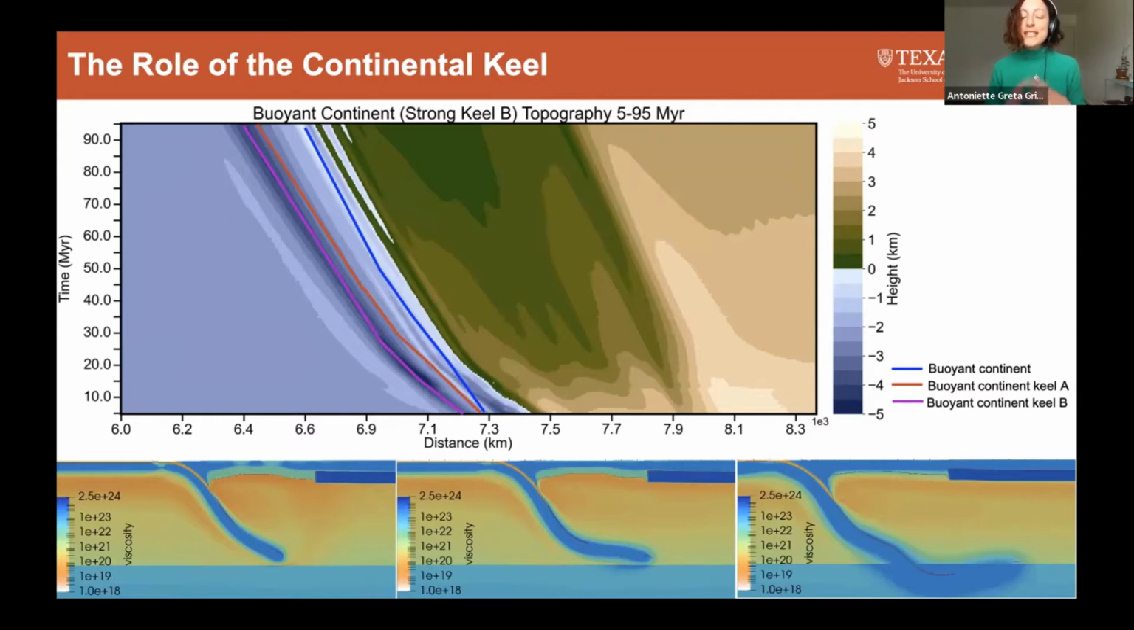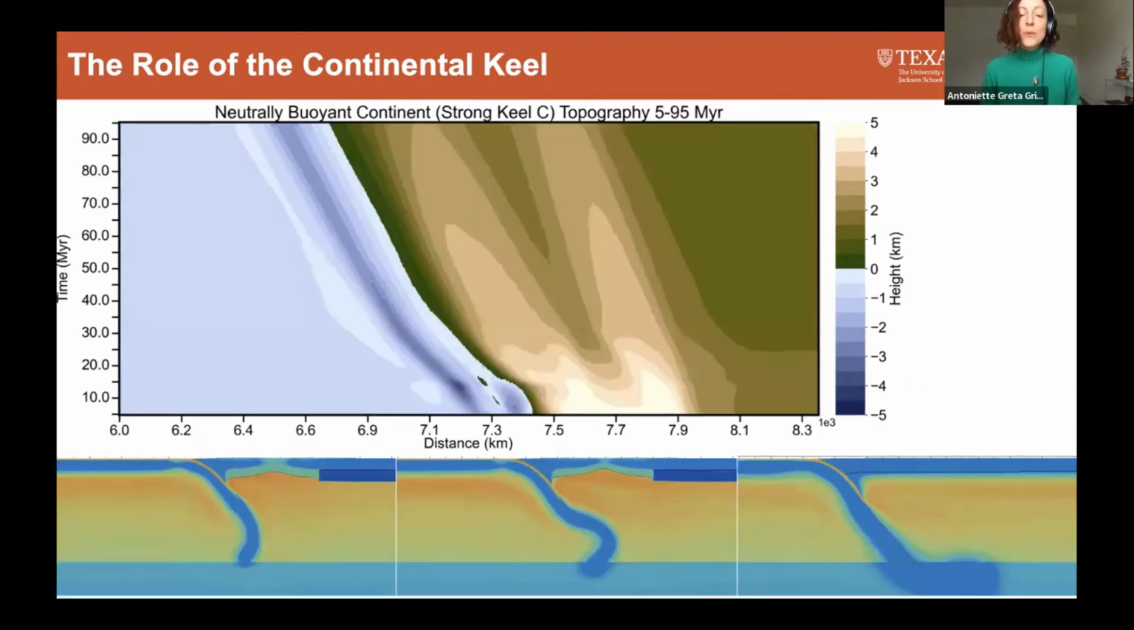So what if instead now we change the properties of the continental keel and we make it denser? And we can see that in this case, we still have this foreland area very well defined. But this time around, we can see that the basin, the foreland basin, is much narrower and is less steep than the two previous cases.